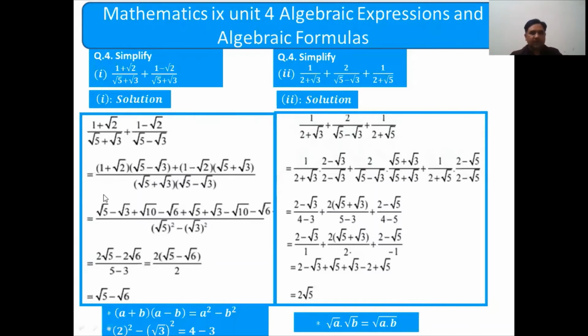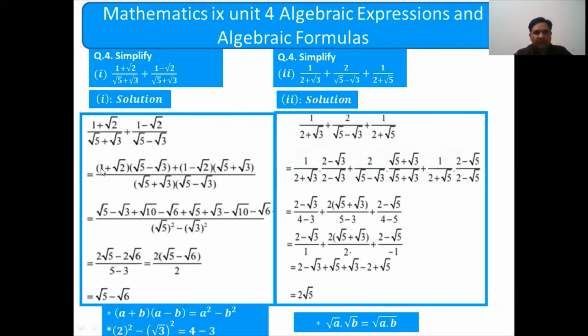And now here is square root of 5 plus square root of 3 and square root of 5 minus square root of 3. So we can use this formula, (a plus b)(a minus b) is equal to a square minus b square. So in the denominator, we can write this as square root of 5 square minus square root of 3 square. Now we have to multiply this value with this one.